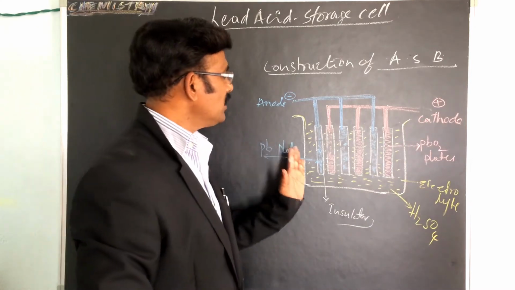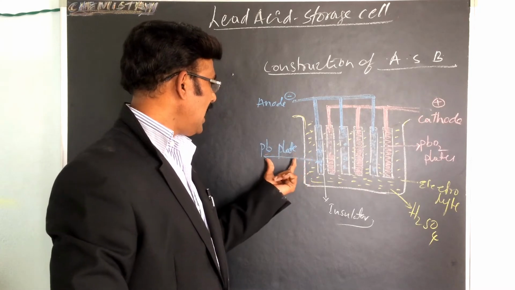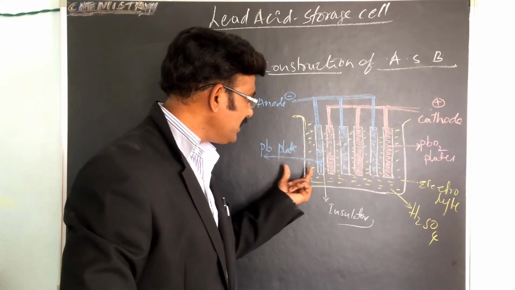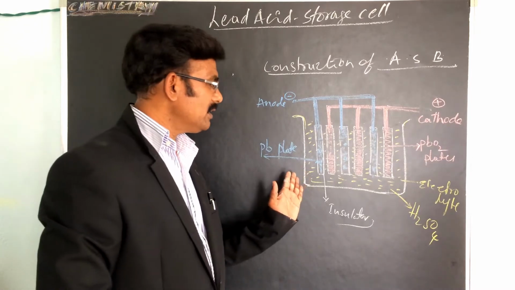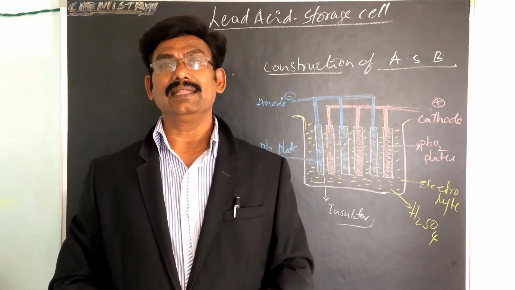So 3 to 6 cells are arranged in a parallel way, that is anode cells and cathode cells. The anode is lead and the cathode is lead oxide. This is the construction, which we have to write at the theory level.